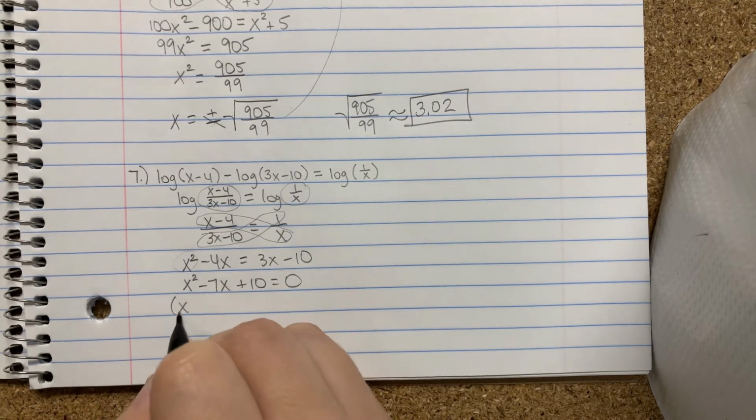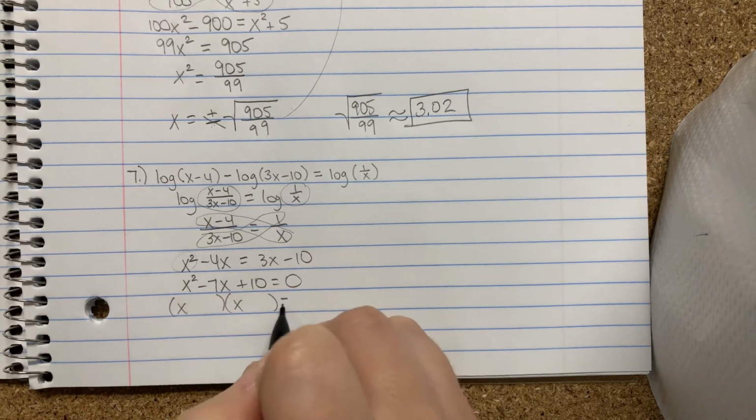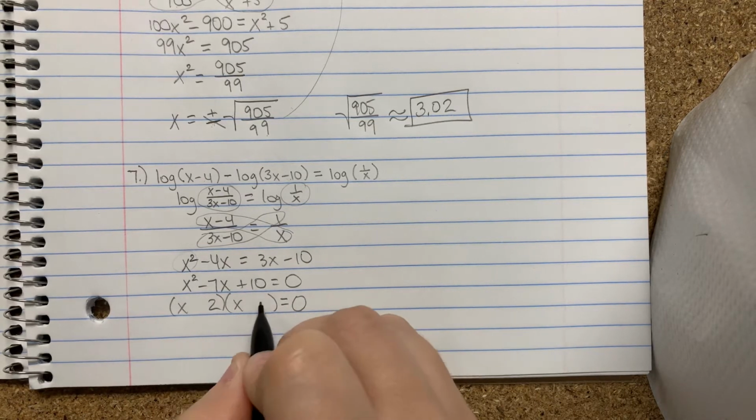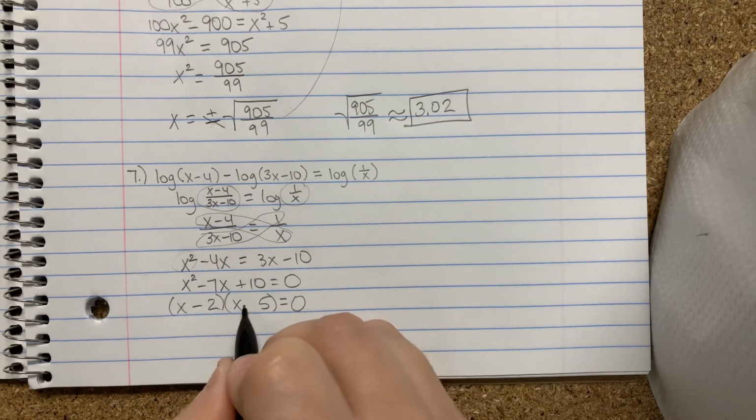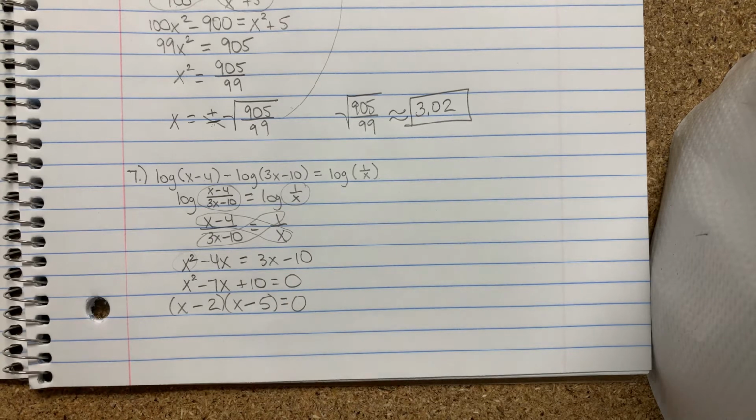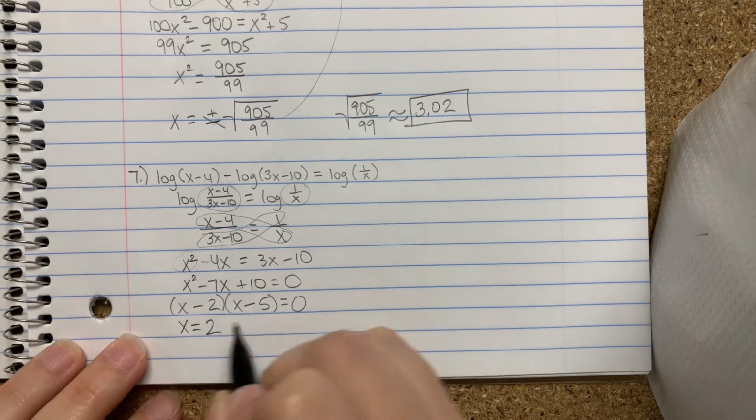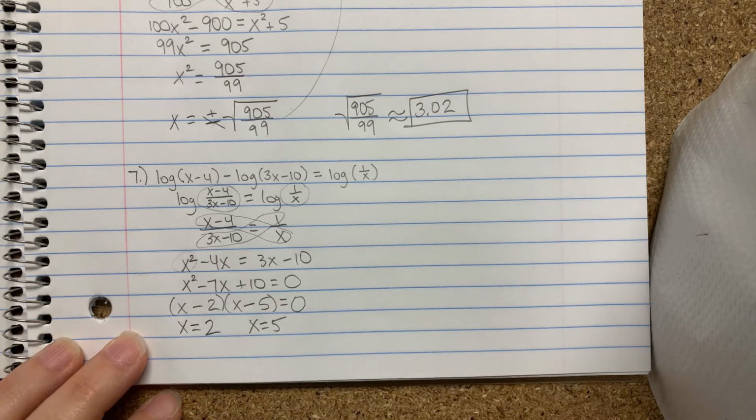Then let's factor if possible. And this one is factorable. If I use 2 times 5 is 10, and if both of those are negative, when I add them, I get negative 7. So x equals 2, x equals 5.